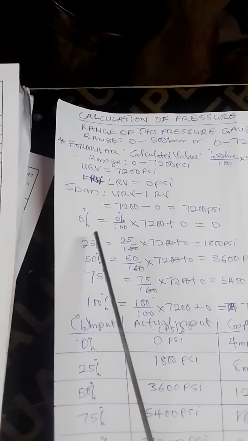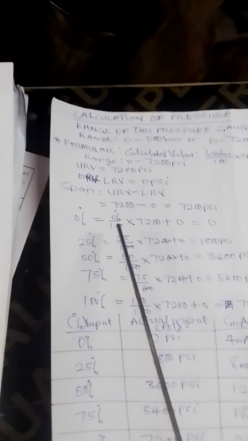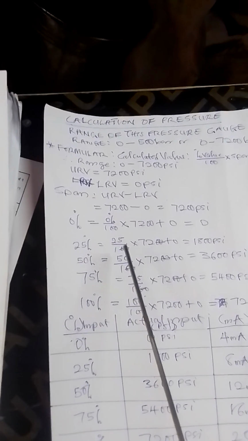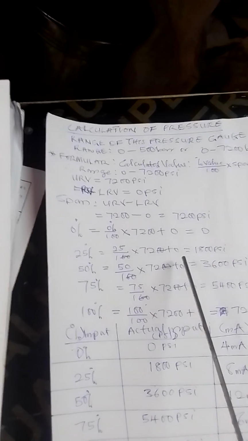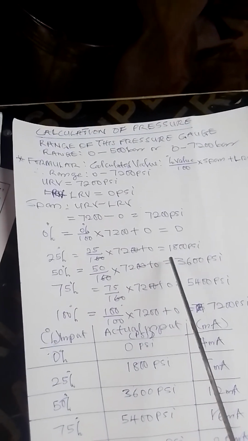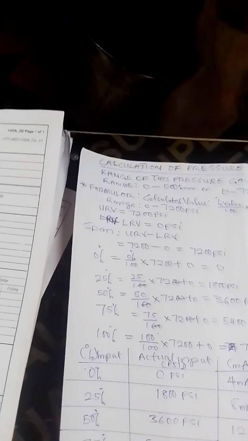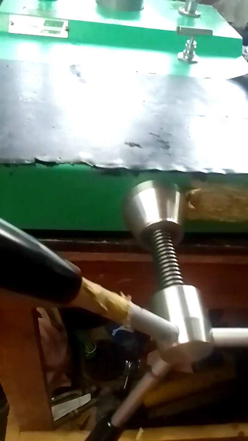So at 0%, what do you have? 0% over 100 times 7,200, you have 0. 25% over 100 times 7,200, you have 1,800. So this 25% is 1,800 psi. If I want to show my 25% at the control room, I will pump in from here. You can see in this our digital gauge, from this comparator, I will press that particular 1,800. That one will be my 25% here.